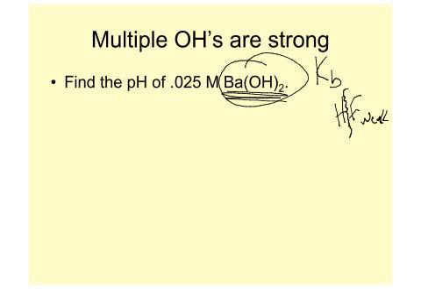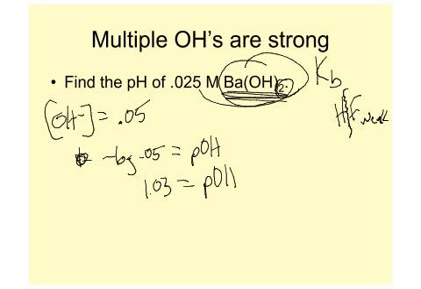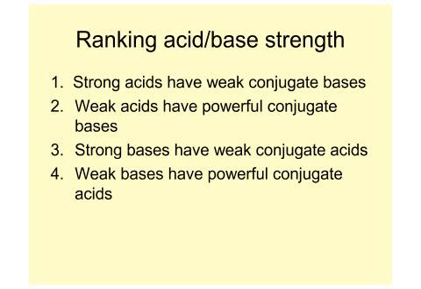So if this is strong, I don't need a Kb. What's the hydroxide ion concentration here? I'll give you a hint, not 0.025. 0.05. Why? Two hydroxides would give me double the concentration. So negative log of 0.05 would equal pOH. That's 1.03, which makes sense, a low pOH for something that's very basic. And then pH would be 14 minus 1.03, which would be 12.97. Yay.